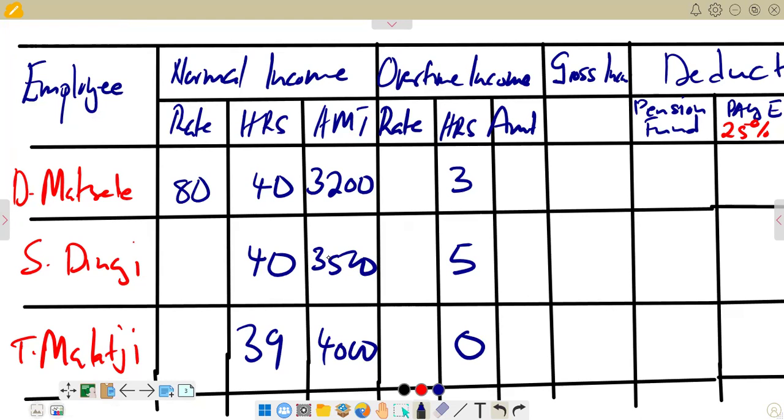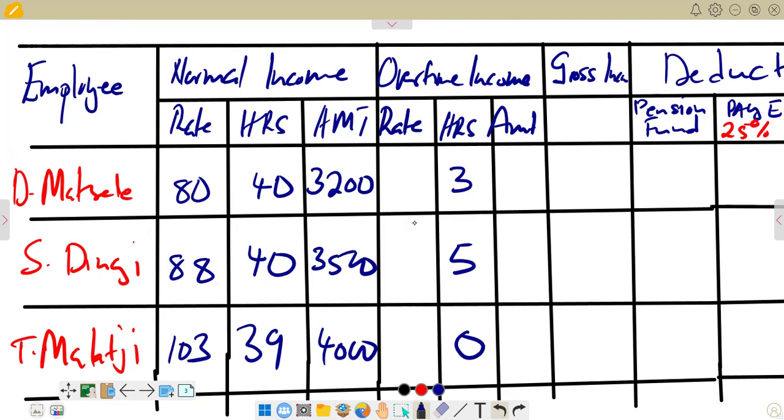And then you do the same here, 3,500 divided by 40, get your rate for the normal hours there. Then to the nearest whole number, you get 88. And then you do the same here, 4,000 divided by 39. To the nearest whole number, you're going to get 103. So we have filled our normal section.